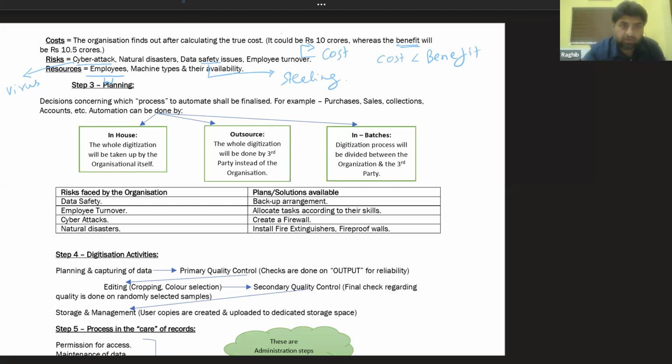Who will do this one? Who will do these activities? And what kind of computers are there? And their availability. How it is available to them. So these things will be checked upon in the assessment stage.